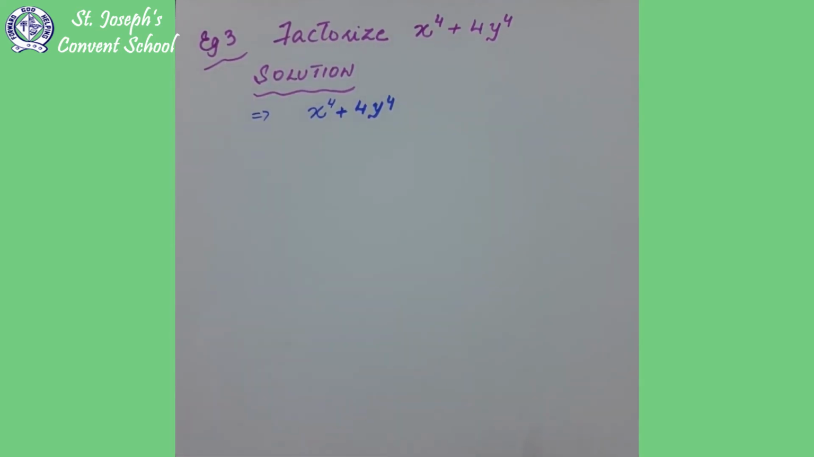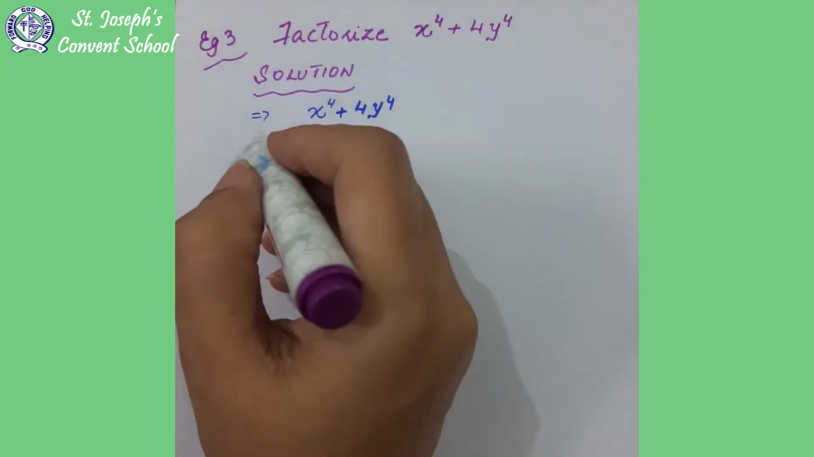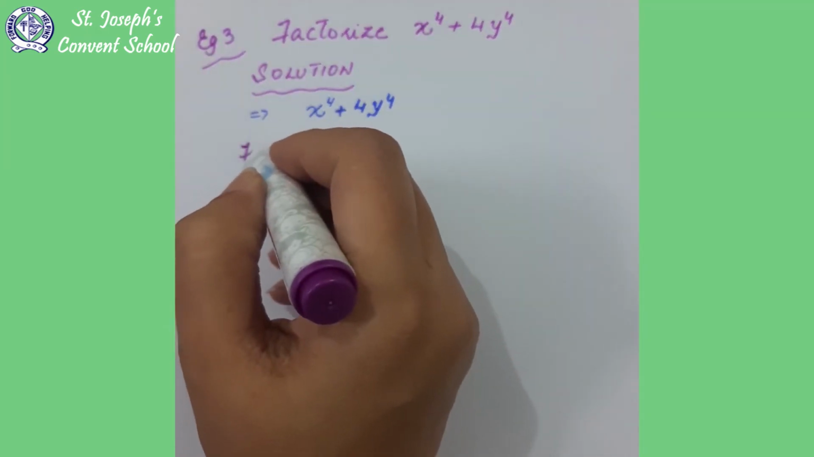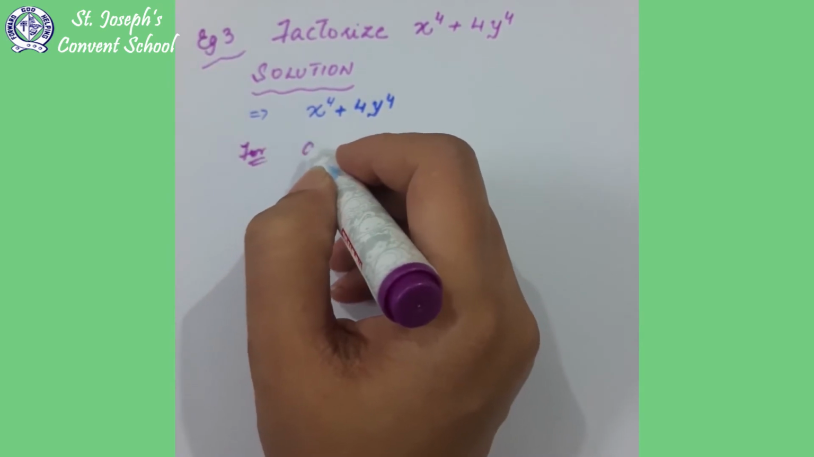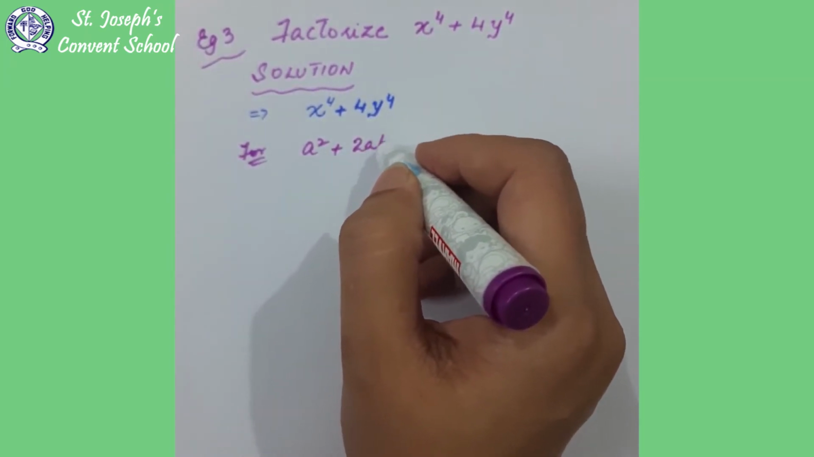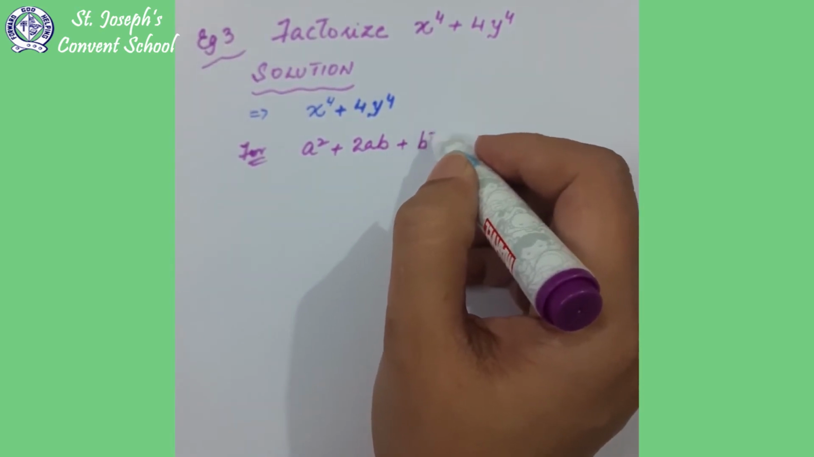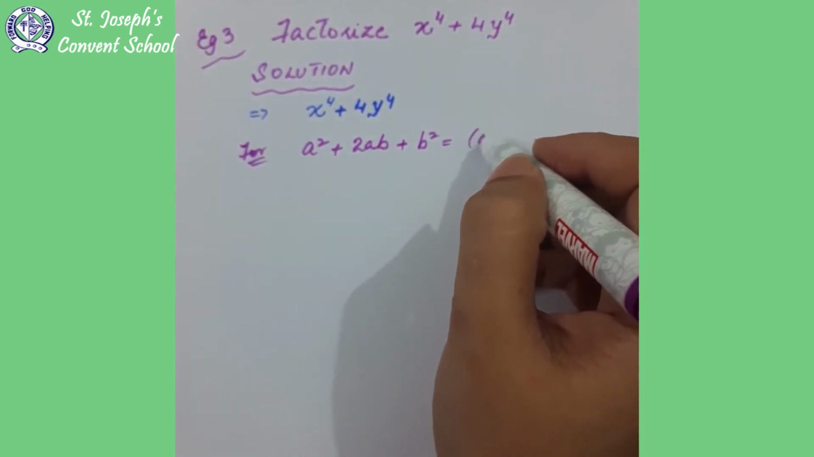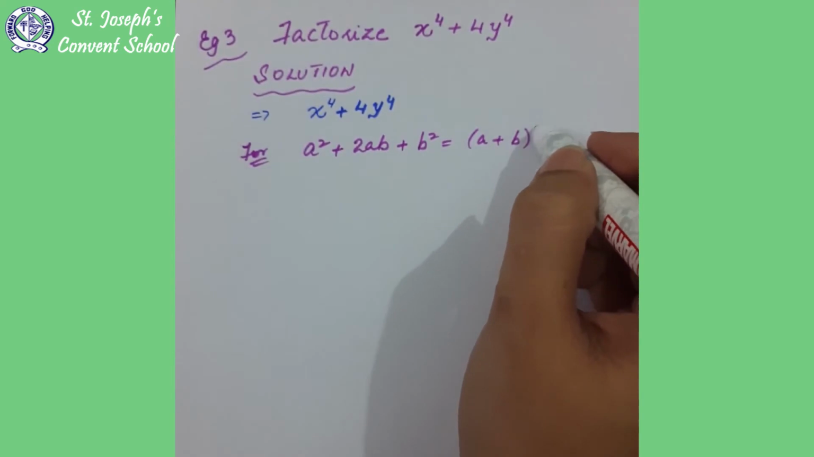Now according to the formula, let me write the formula first. Okay, we are going to apply a square plus 2ab plus b square equals a plus b the whole square.